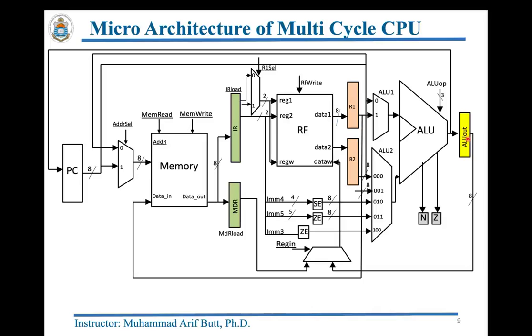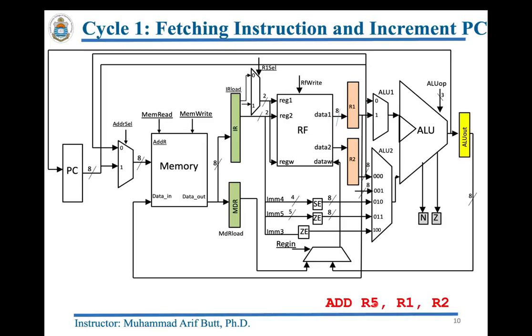Let's now understand how this data path works by executing a simple add instruction, add R5, R1, R2, assuming that this instruction will read the contents of R1 and R2, perform an addition on the contents, and write the result back in register R5. Let's see it step by step or cycle by cycle. Well, in cycle 1, the instruction will be fetched and the program counter will be incremented.